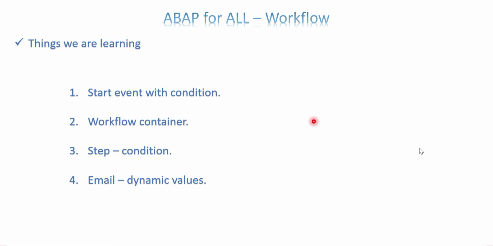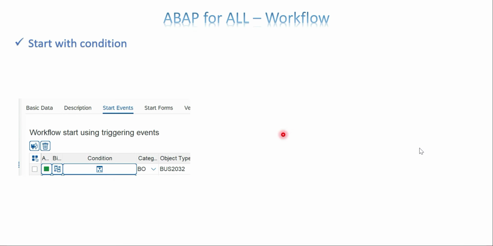Okay. So now the next one is about the conditions. We'll see one by one. This is the place where we configure the business objects, especially to trigger a workflow. In the previous example, we used, I think, 2012 for purchase order change. Here it is 2032 for sales order. And there is a button in the third column called condition.